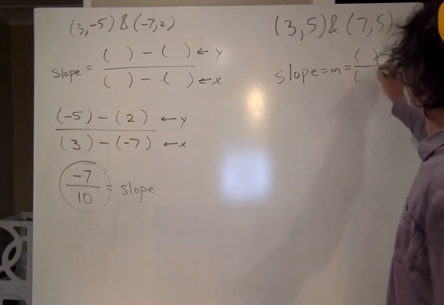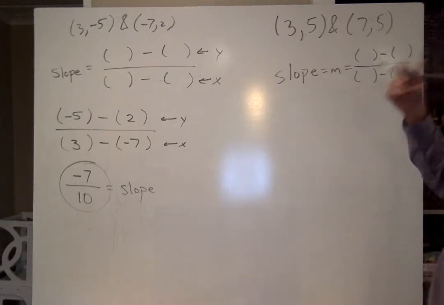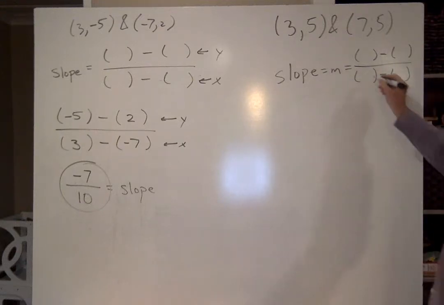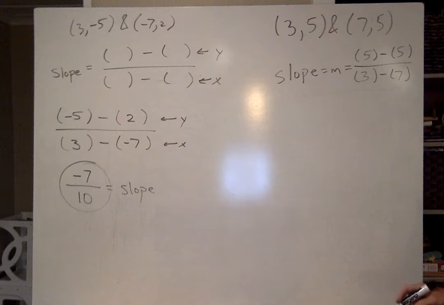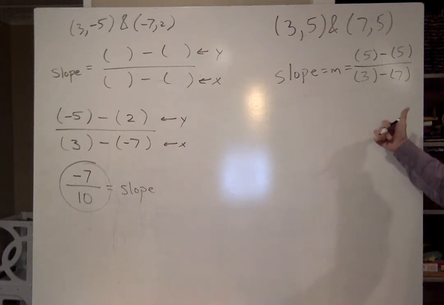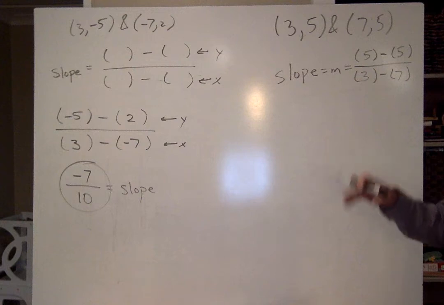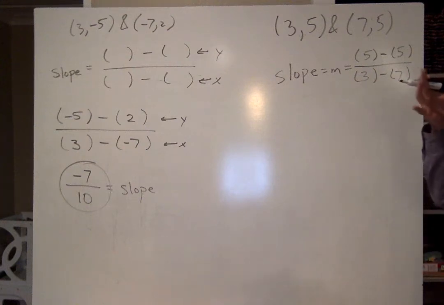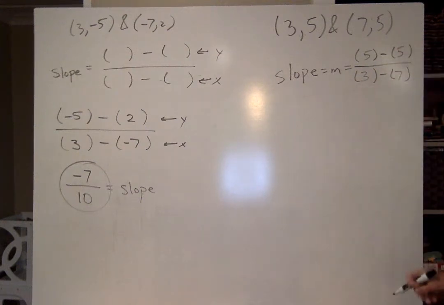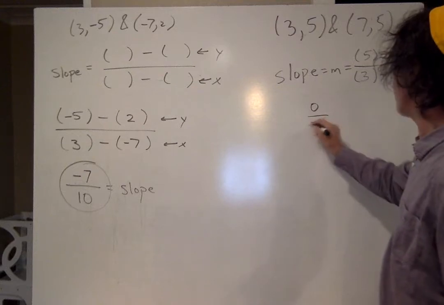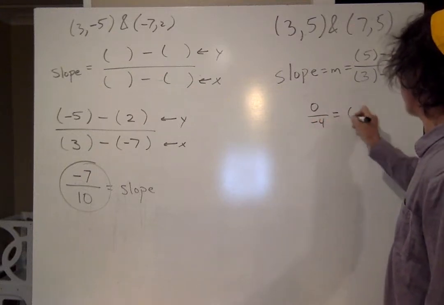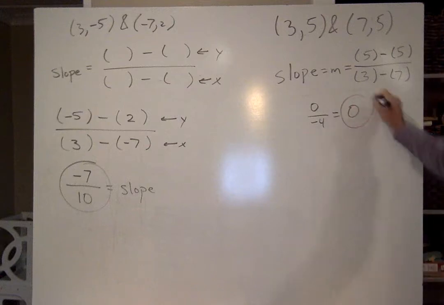I do 4 parentheses, subtract, and I just write the first point, x, y, the second point, x, y. Okay? That makes it really simple. You don't have to memorize y1 minus y2 over x1 minus x2. Just write xy, xy. 5 minus 5 is 0. 3 minus 7 is -4. 0 divided by -4 is 0. That's the slope.